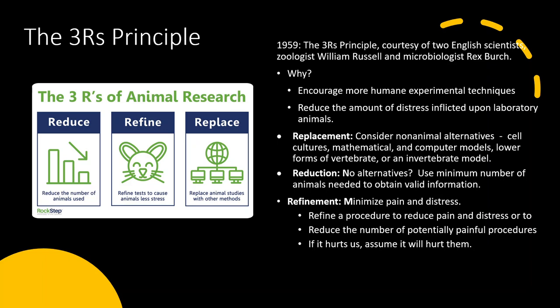The 3Rs principle serves as a guiding framework for ethical and responsible animal research, emphasizing the importance of minimizing animal use and maximizing animal well-being. Here's a video to see the 3Rs perspective from a researcher.